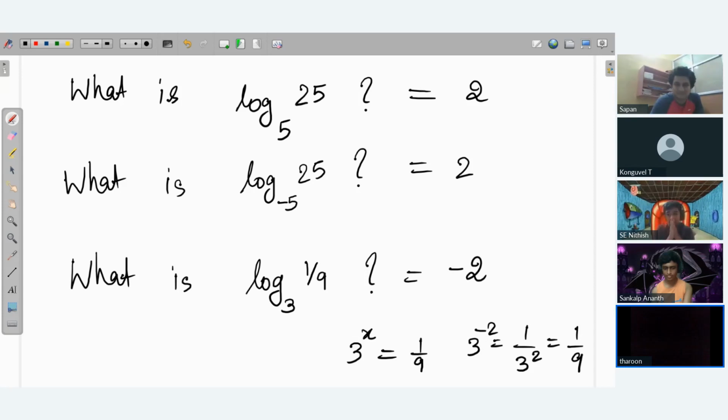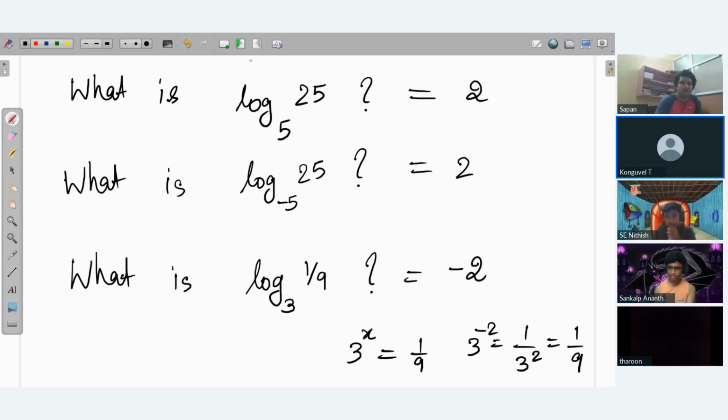3 to the power of 1 by 2 is also... No, sorry. 3 to the power 1 by 2 means it is the square root of 3. That is not 1 by 9. Sorry. Okay? Understandable?